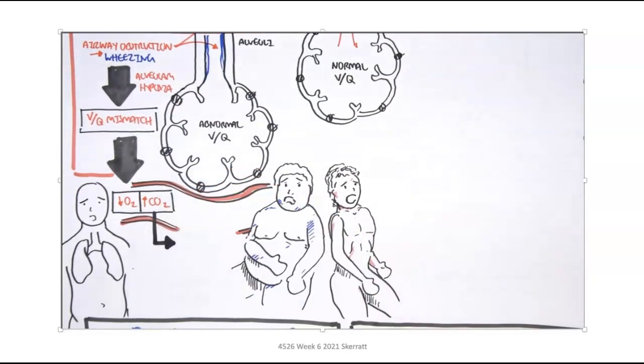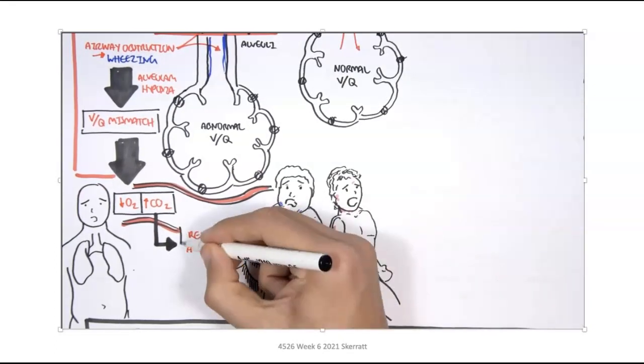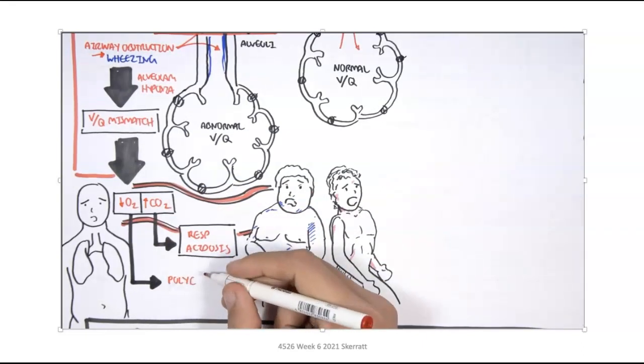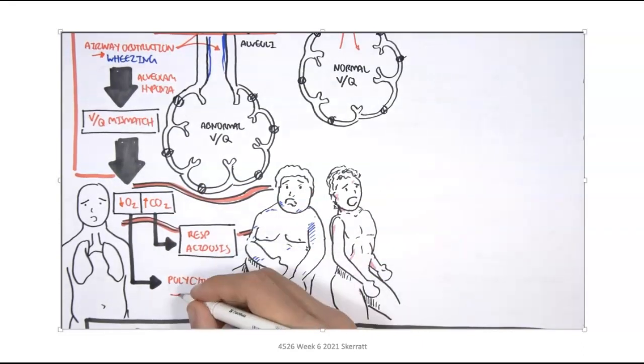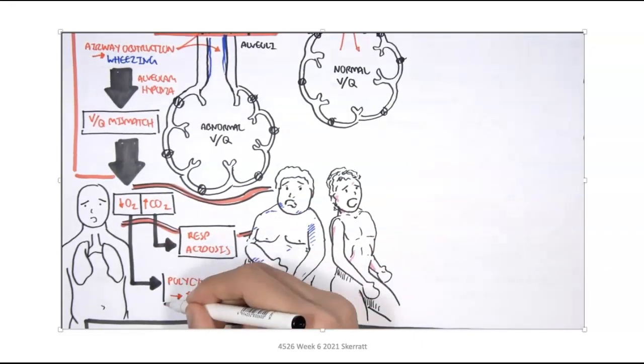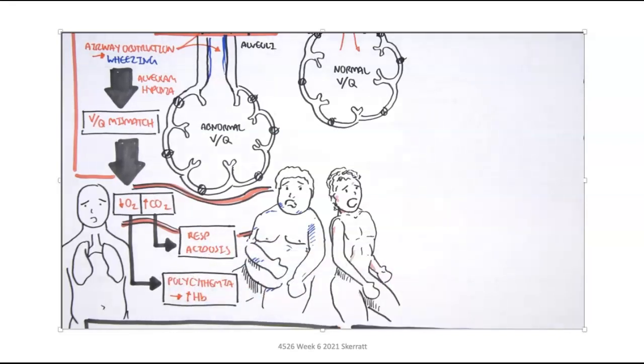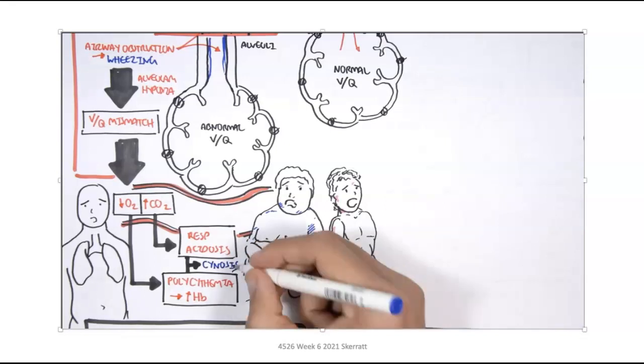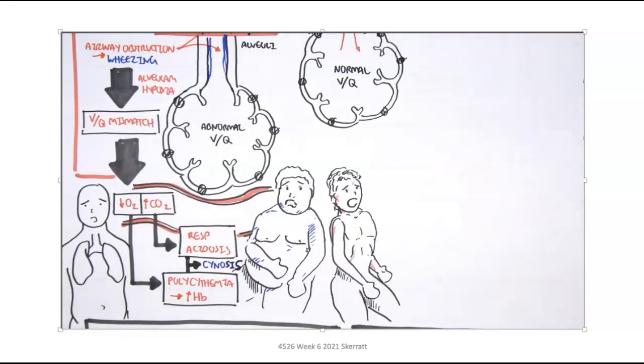Hypercapnia means respiratory acidosis. A decrease in oxygen in the blood means the body will try to make more red blood cells to compensate. This is known as polycythemia, where we get an increase in hemoglobin. The respiratory acidosis and polycythemia, with the decrease in oxygen, contribute to cyanosis, the blue color. And this is why these patients with chronic bronchitis are known as the blue bloaters.